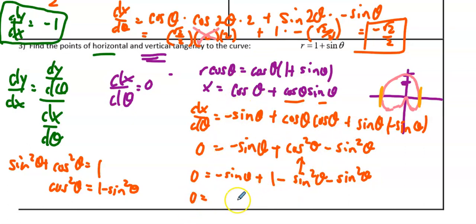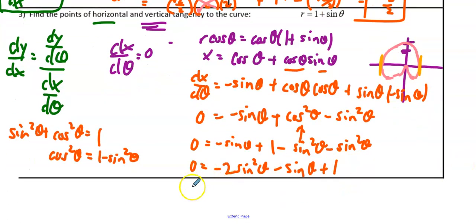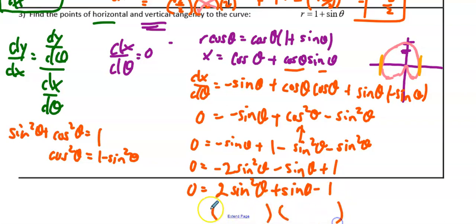Now start simplifying here. We're going to get negative 2 sine squared theta minus sine theta plus 1. It's so much easier, ladies and gentlemen, I believe, to distribute your negative. So just do 2 sine squared theta plus sine theta minus 1. We can factor this thing. We get 2 sine theta, sine theta, 1, 1. This is positive, so this is going to be plus, and this is going to be negative.